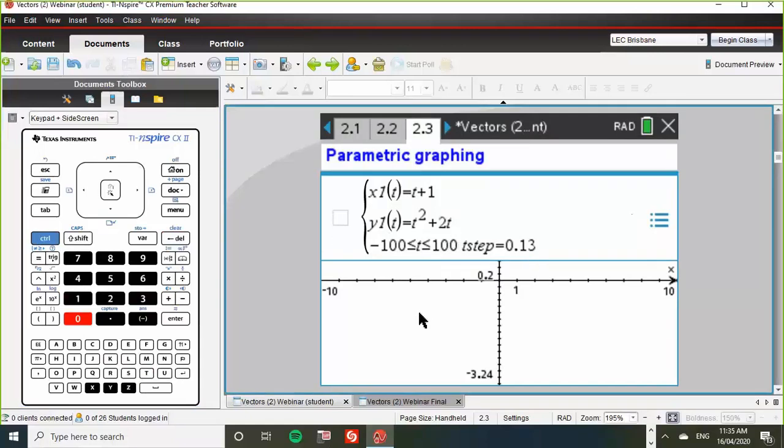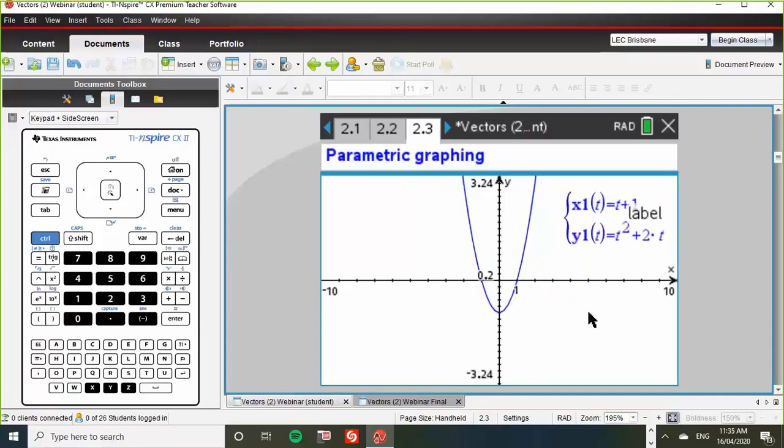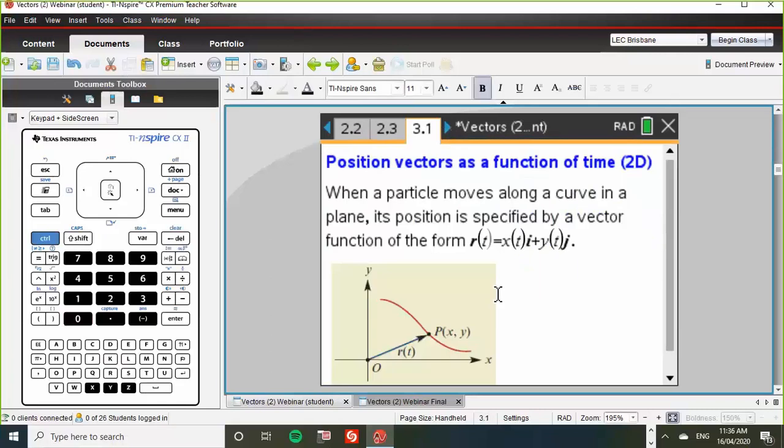What we're expecting to see is a parabola with equation y equals x squared minus 1. And when we press enter, that's indeed what we see. Okay. So that's a very brief introduction to parametric graphing. We'll come back to that a few times during the next 25 minutes or so. Go to the next page.